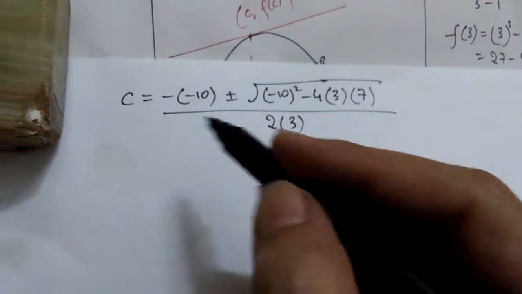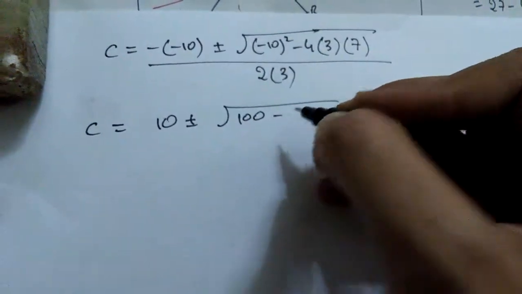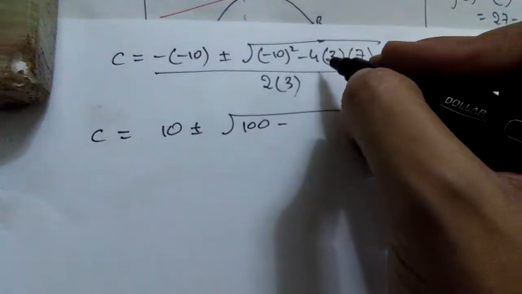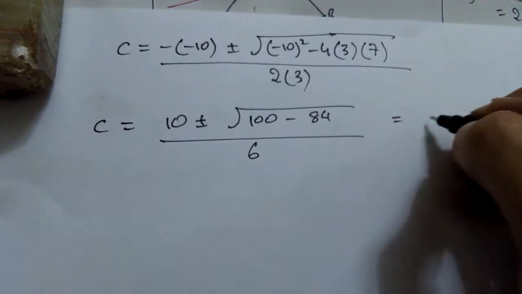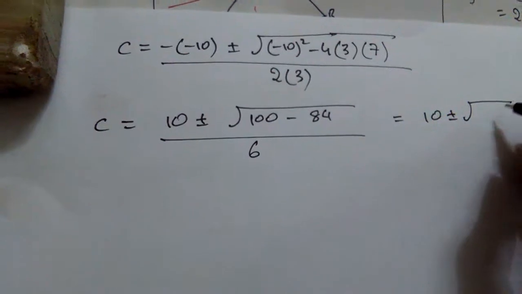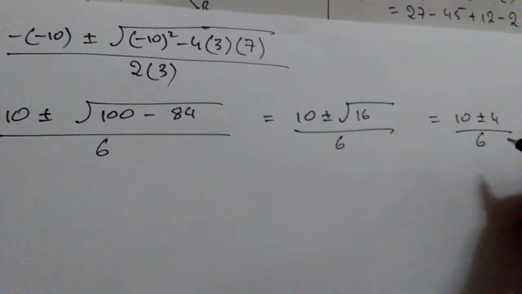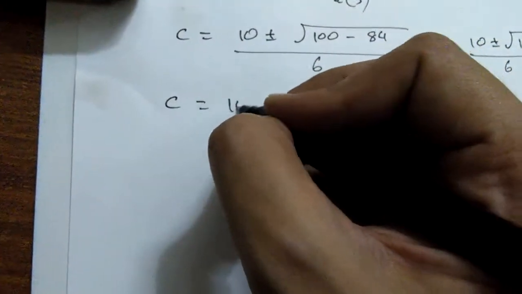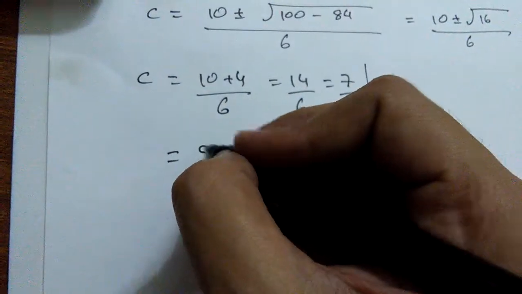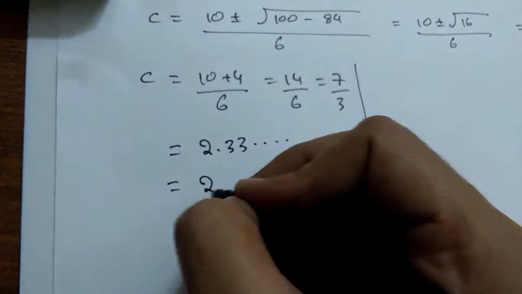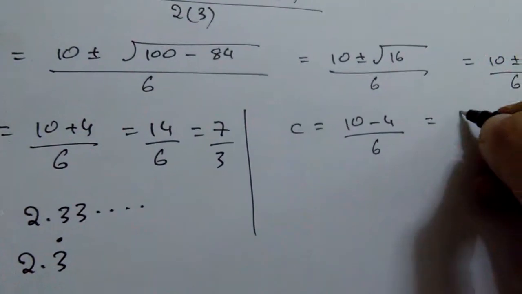So I've just tried to maintain my c values here, and it's 10 plus minus under root 100 minus 84, which is 16 on 6, and it's 4 upon 6. So you're going to have 2 answers of your c, which is 10 plus 4 upon 6. It's going to be 14 upon 6. On simplification, 7 by 3, which is 2.3333 and so on. So you can also write like this, 2.3 with a dot showing that 3 is recurring here. And the second point is 10 minus 4 upon 6. So it is 6 upon 6, which gives you 1.